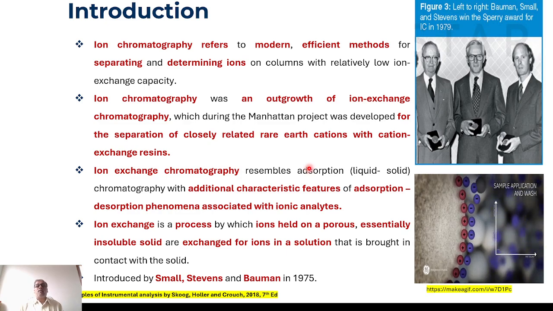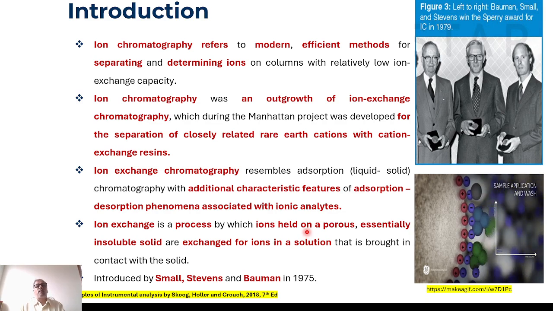So, ion exchange chromatography was proposed by three eminent scientists: Small, Stevens, and Bowman. You can see this gentleman is Bowman, the middle fellow is Small, and the extreme right gentleman is Stevens. These three eminent scientists invented this particular technique, that is ion exchange chromatography.